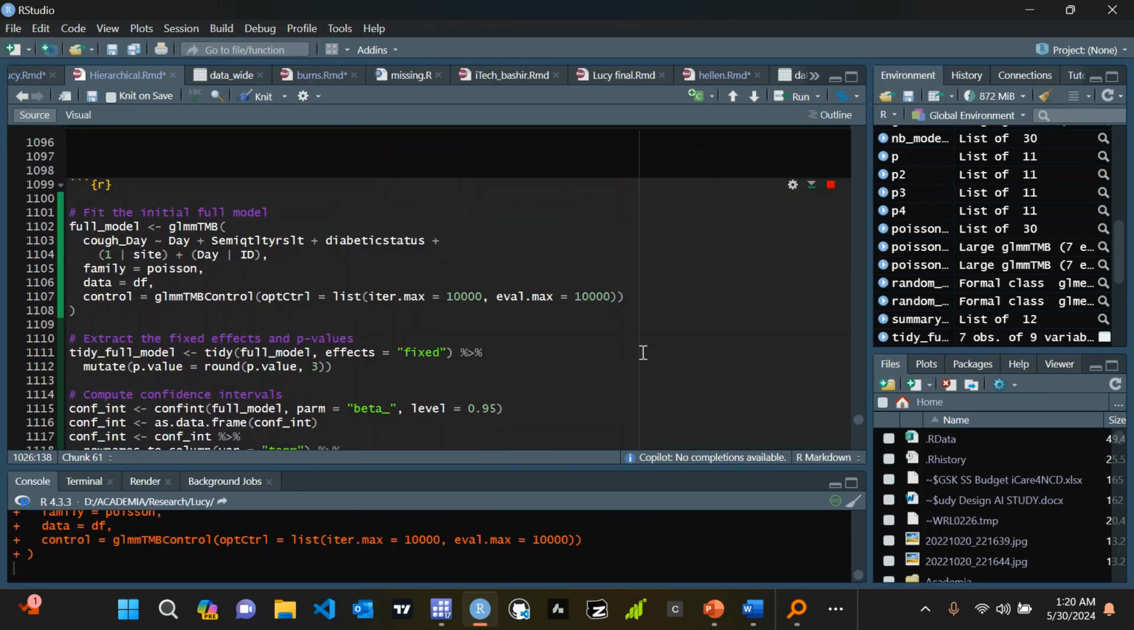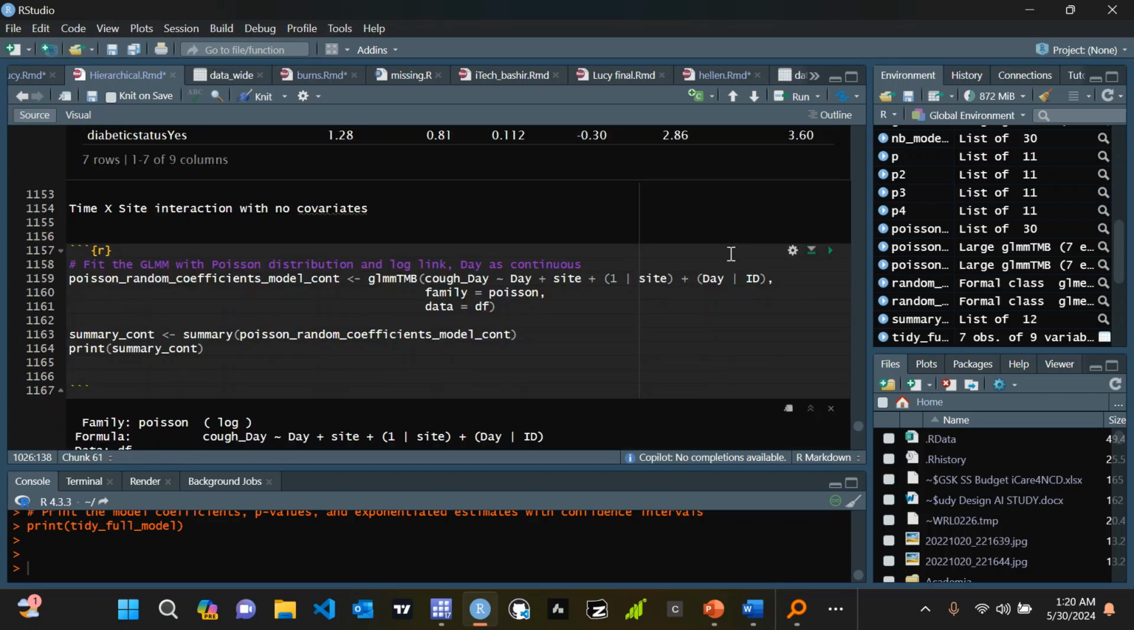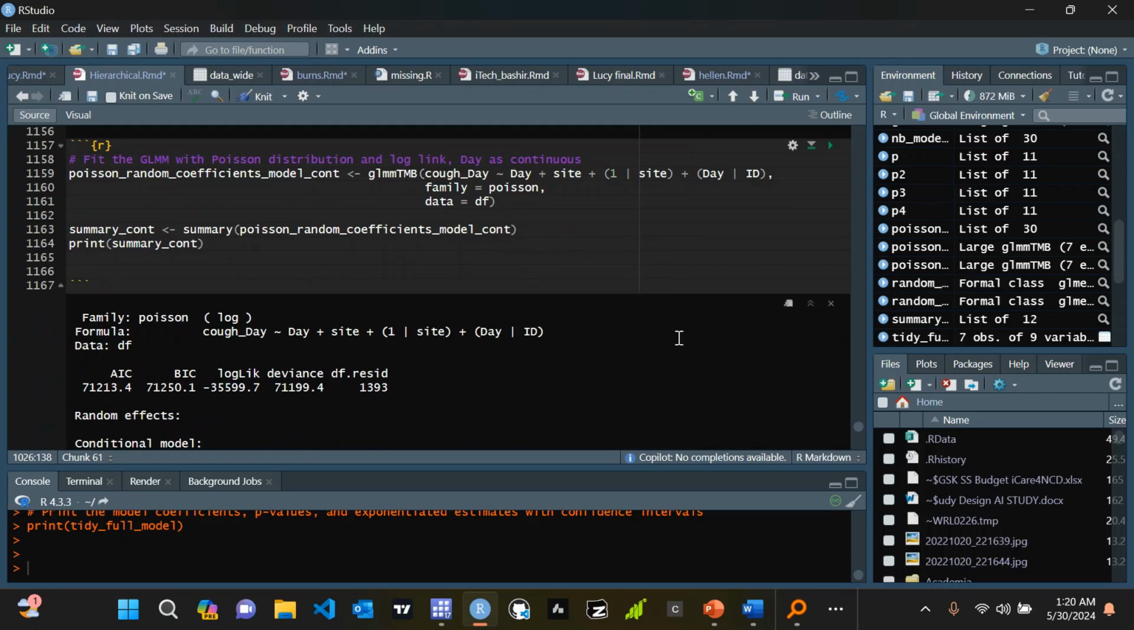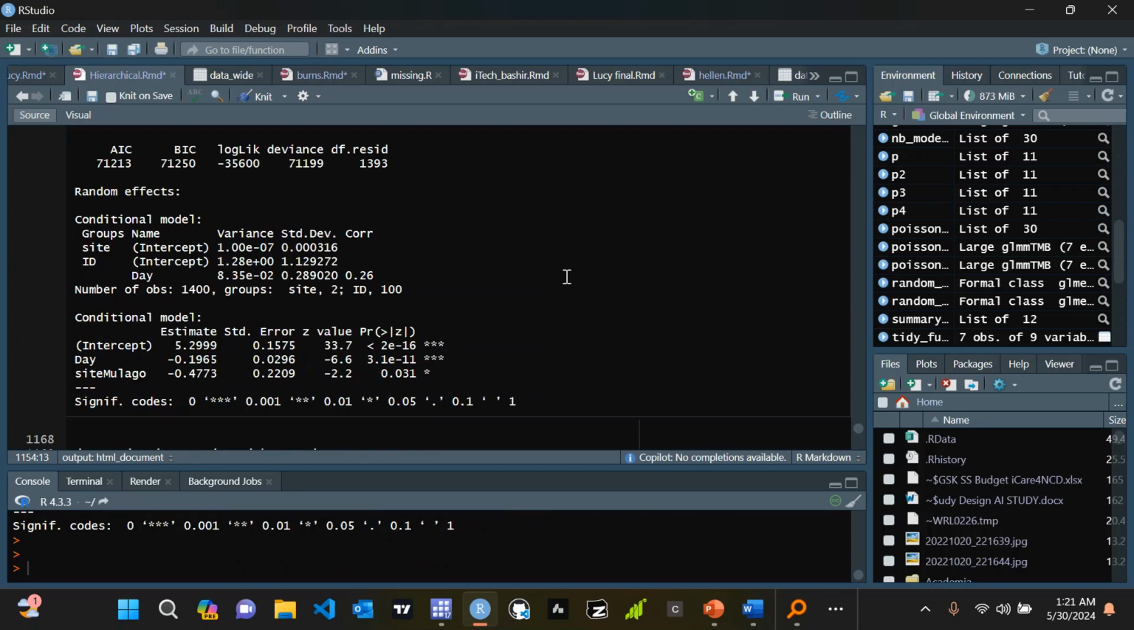We are summarizing this. You see that as day goes on, the rate of co-frequency reduced by 18%. As day goes on, for those with diabetes, they increase by 3.6-fold. So what do we do next? We do the time and site interaction. The time and site interaction tells us if there is any interaction between the time and where this person is taking the medicine from.